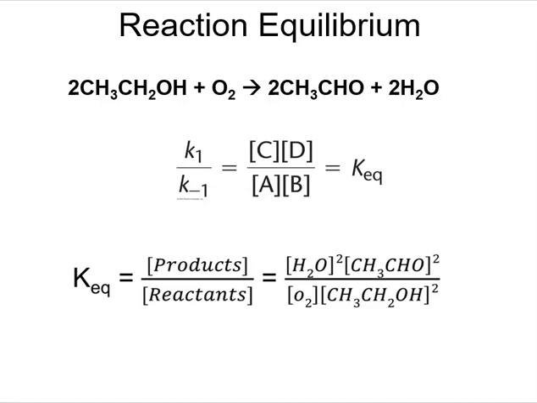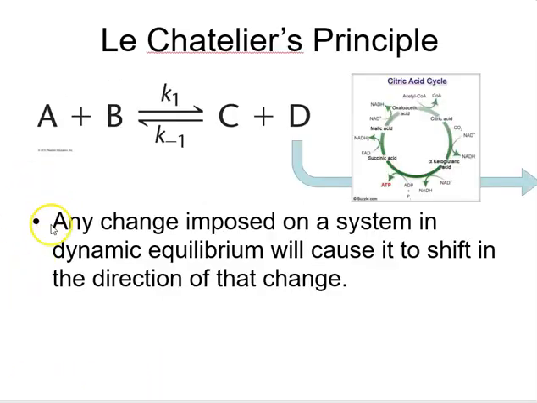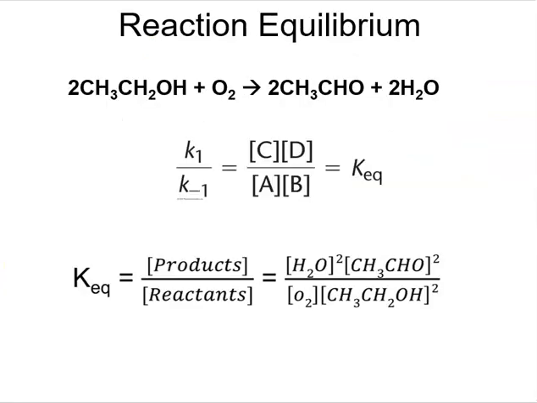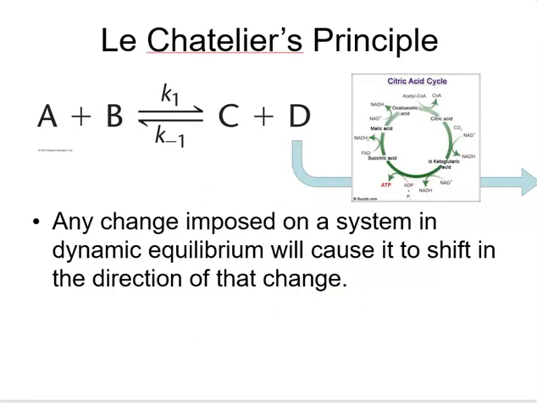That's called Le Chatelier's principle. So this is Le Chatelier's principle. We're thinking about any change that's imposed on the system. So if we change the amount of reactants or the products, if we pull D out to go through the citric acid cycle, this is going to cause a shift to replace that and reestablish that equilibrium based on this idea of products over reactants. So these concentrations will want to go back to those relative ratios.